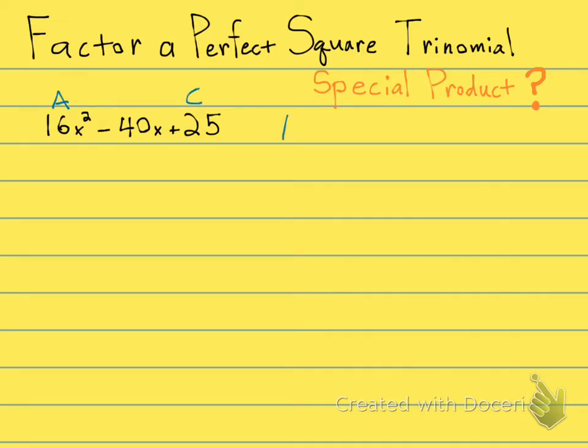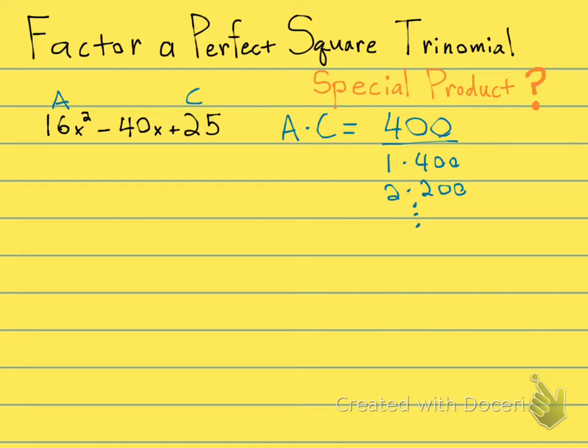So I will come over here. I will do A times C, which is 16 times 25, and that's going to give me 400. And then I'm listing all of the possible factors of 400. 1 and 400, 2 and 200. And you want to list them all. Now this step may take a minute or two to list every one.